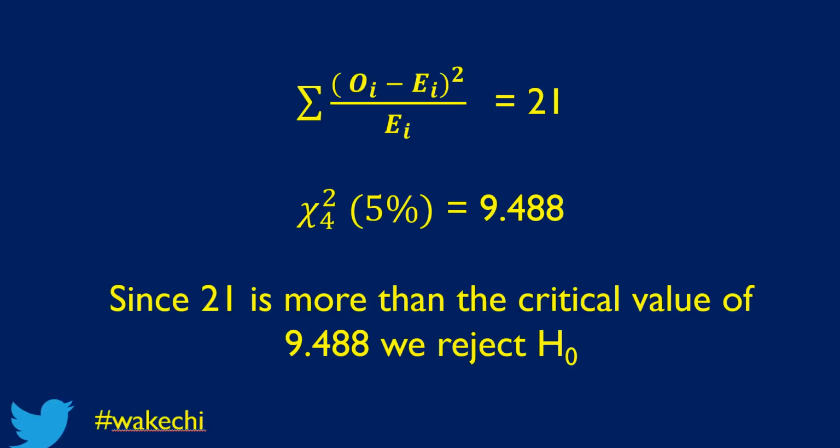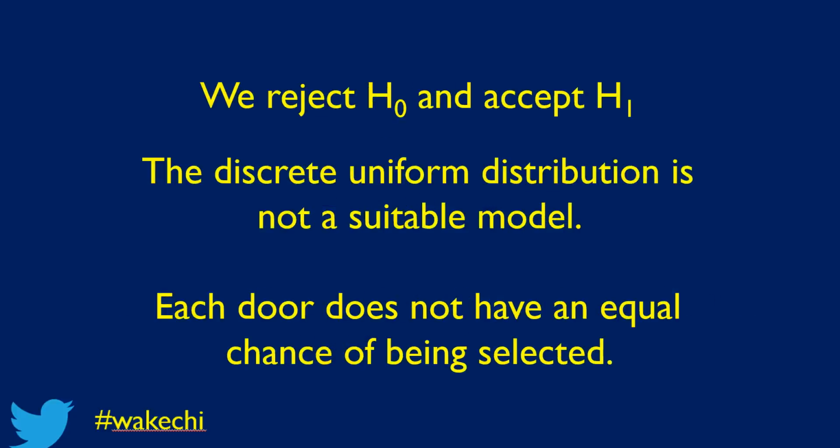And if we look at our data, when we worked out chi-squared for our observed data, we got 21. When we looked in our table, we get chi-squared to be 9.488. So since 21 is more than the critical value of 9.488, we reject H0. So we reject the null hypothesis that a discrete uniform distribution would be suitable.